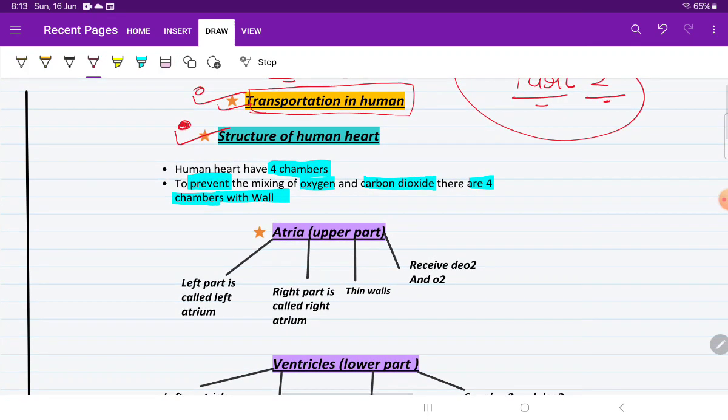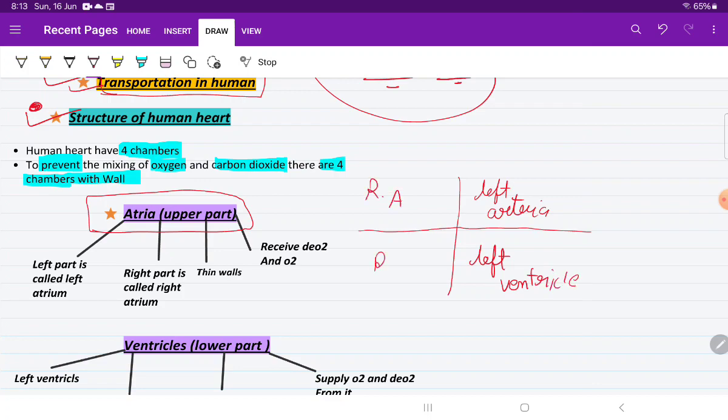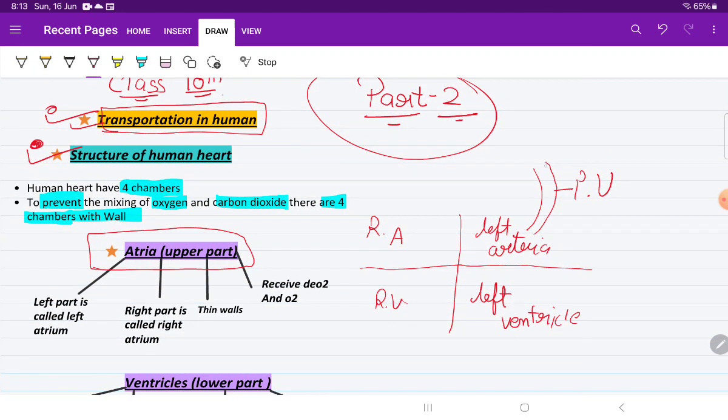Now let's see the upper part, for a rough diagram. This is not a permanent diagram that you are going to write on the board, but it is a rough diagram. This is the left atrium, left ventricle, right atrium, and right ventricle. Here is the pulmonary vein. I am writing PV, pulmonary vein, which carries the oxygenated blood.